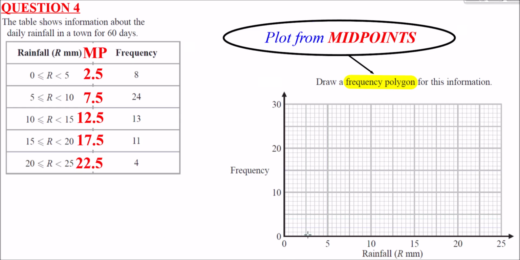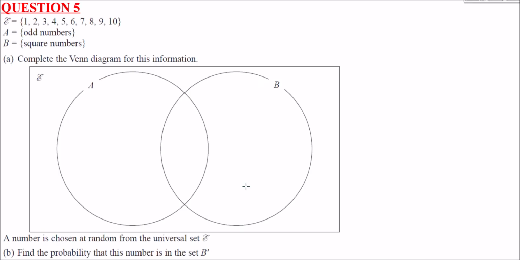We now plot along the midpoints and up for the frequency. So our first point is 2.5 along and 8 up, then 7.5 along, 24 up, and so on and so on. So our 1, 2, 3, 4, 5 plotted points should look like this. And our final step to complete our frequency polygon is just to join one point to each next point with a straight line using a ruler. So we end up with something like this for our final answer. So that's our fully completed and constructed frequency polygon.